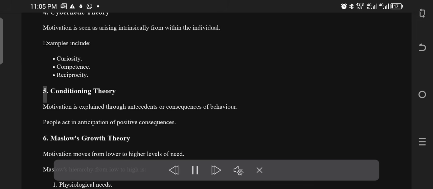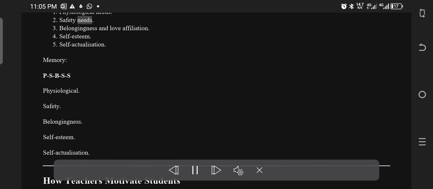5. Conditioning theory. Motivation is explained through antecedents or consequences of behavior. People act in anticipation of positive consequences. 6. Maslow's growth theory. Motivation moves from lower to higher levels of need. Maslow's hierarchy from low to high: physiological needs, safety needs, belongingness and love affiliation, self-esteem, self-actualisation.